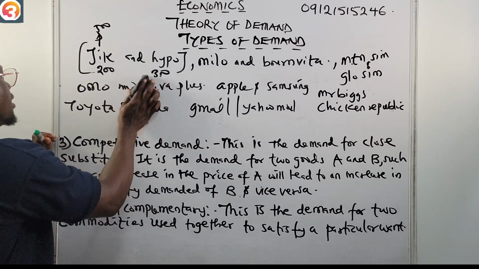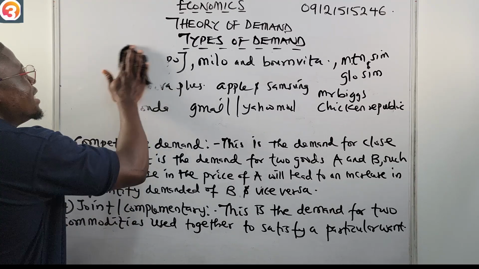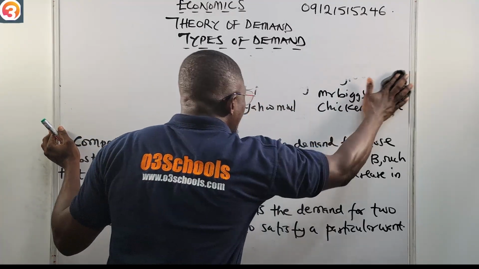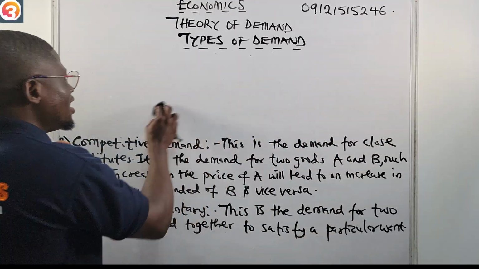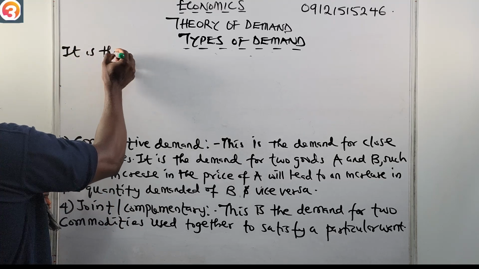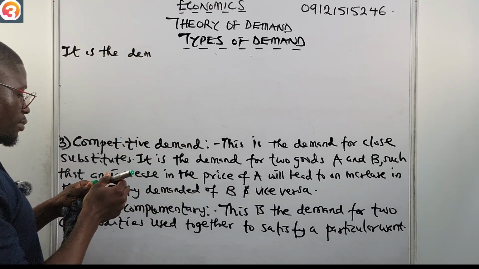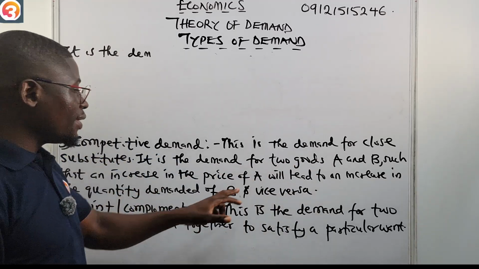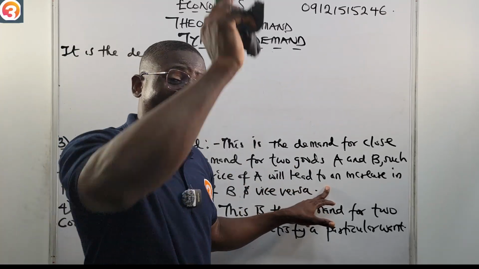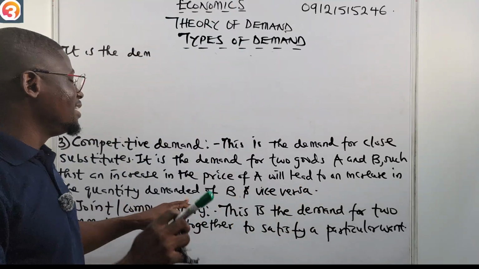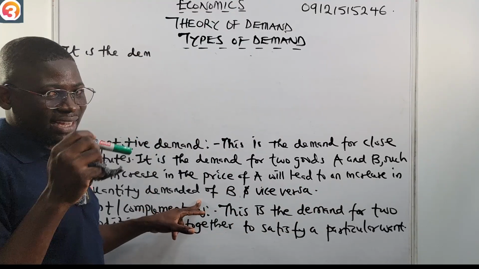Okay, let me just show you an example. We are saying that it is the demand for two goods, A and B. Take note of that. It is very, very important. Let me put it down on the board. It is the demand for two goods, A and B, so that an increase in the price of A will lead to an increase in the quantity demanded of B, and vice versa.